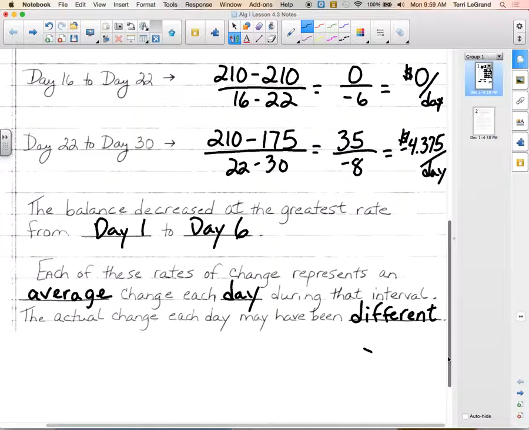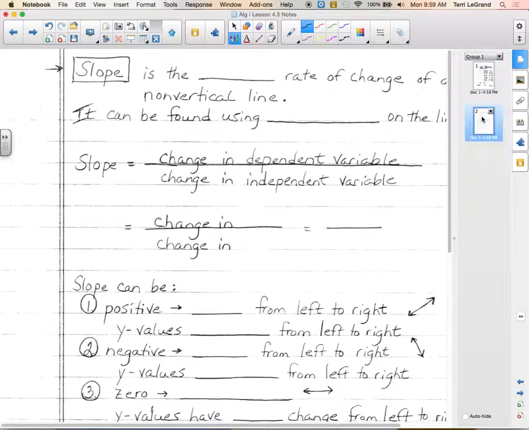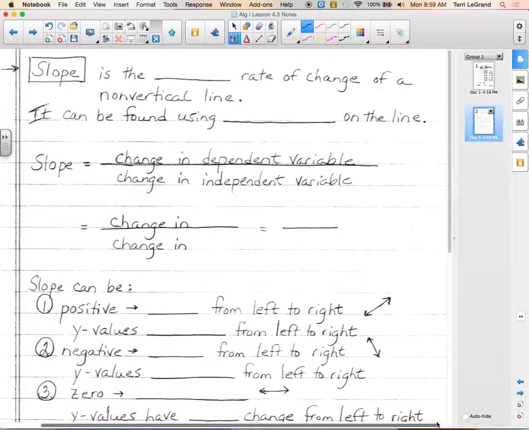Okay, then let's go to the back and start talking about slope then. What's slope? It's a rate of change. What kind of rate of change? It's the ratio of rise to run from any 2 points. Okay, the ratio of rise to run from any 2 points.